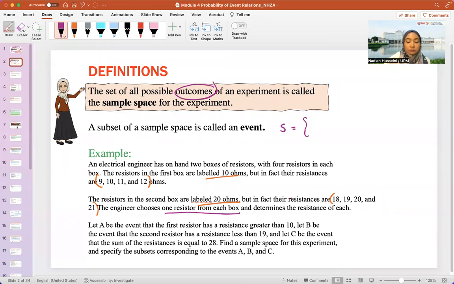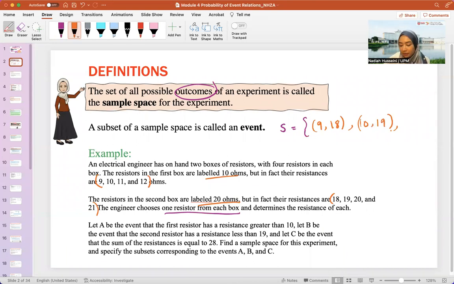9 ohm and 18 ohm. Okay, that bracket should not be there. Great, 9 ohm and 18 ohm. That's your first one. Let me bracket it because you have a lot. Okay, next. Who else wants to try? 10 and 19, correct?